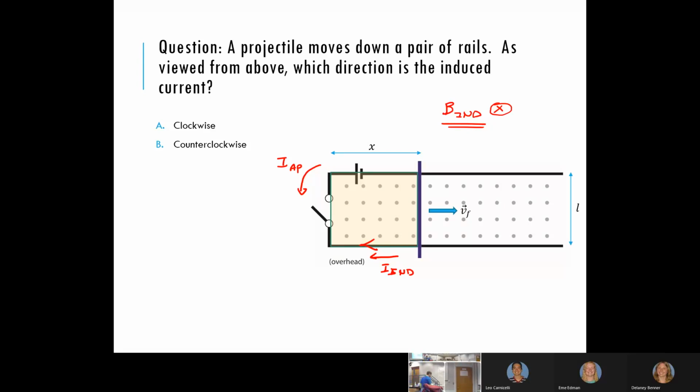Now thinking about that induced current, I'm not worried about the applied current. You have this induced current and you have this external magnetic field. Which way is the force due to the external magnetic field on the induced current? Which way does that force point? Again, I'll say it again: which way does the force due to the external magnetic field on the induced current point?